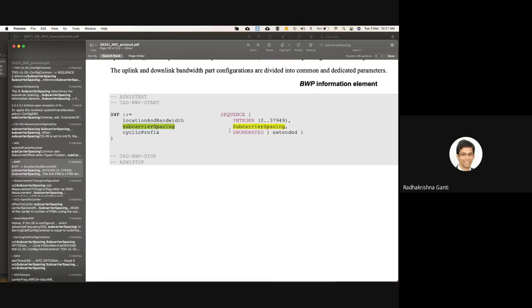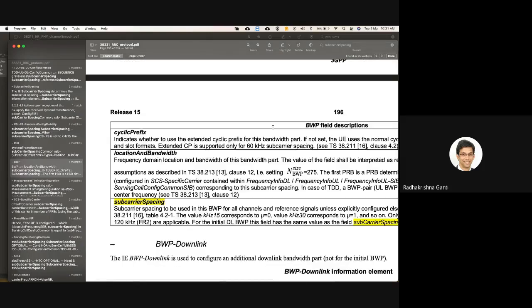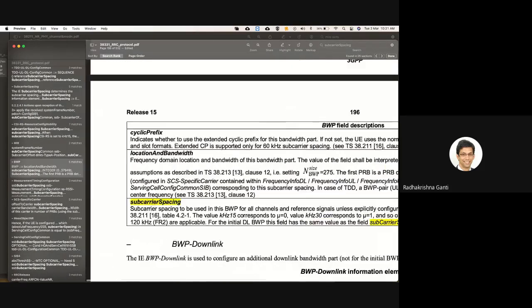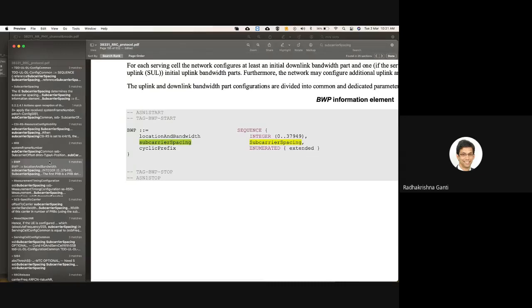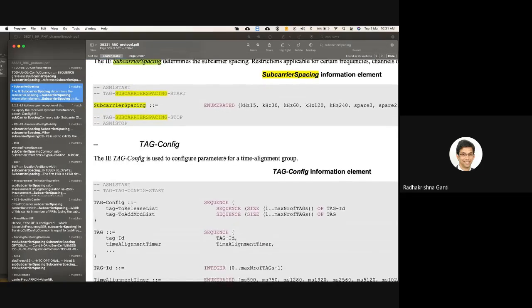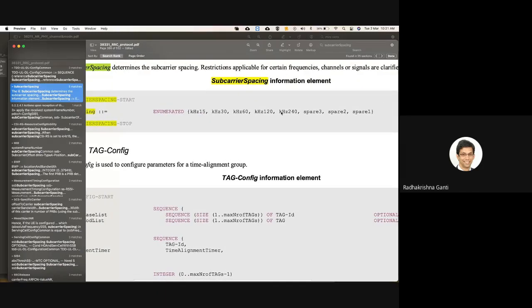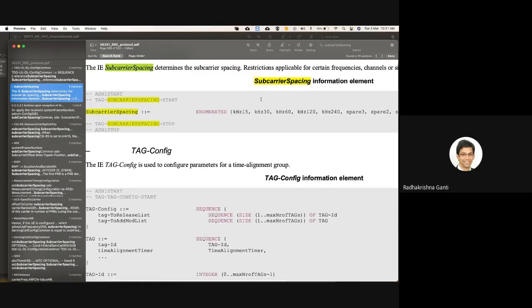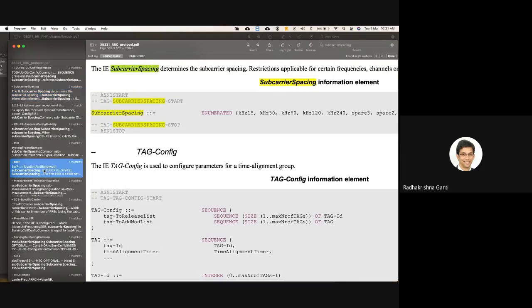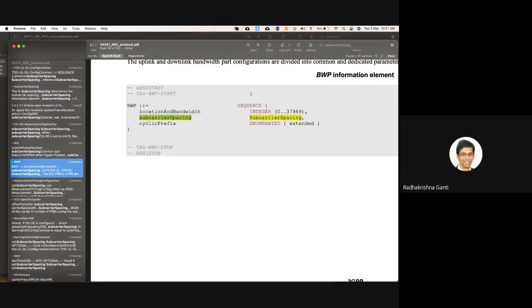Subcarrier spacing is of the type subcarrier spacing. Essentially you can specify new. There will be one more subcarrier spacing somewhere. Subcarrier spacing can be 15 kilohertz, 30 kilohertz, 60, 120, 240, and there are 3 more spare ones for higher subcarrier spacing if required. Understood? So this is how the IEs look. We will understand the IEs in great detail; I just wanted to show you one IE now.